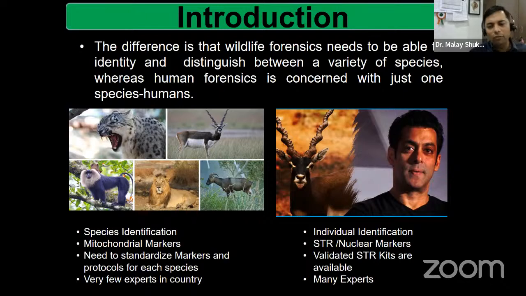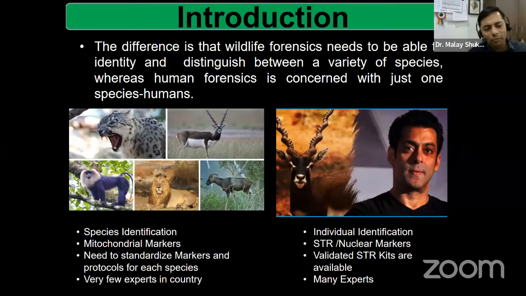For individual identification in human forensics, we use STR markers, that is short tandem repeats, or nuclear markers. Since a lot of scientists are working on human forensics or human genetics, most of the protocols for identification of humans or biological samples originating from humans are validated and standardized. And you can find many more experts in the field of human forensics compared to wildlife forensics.